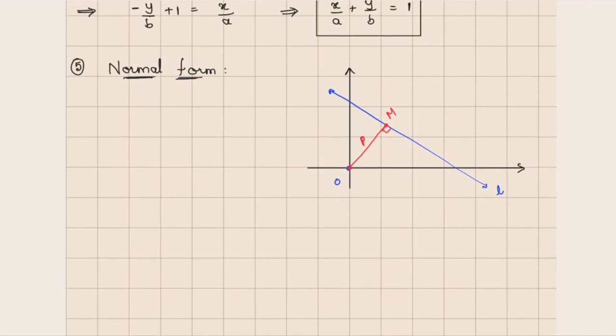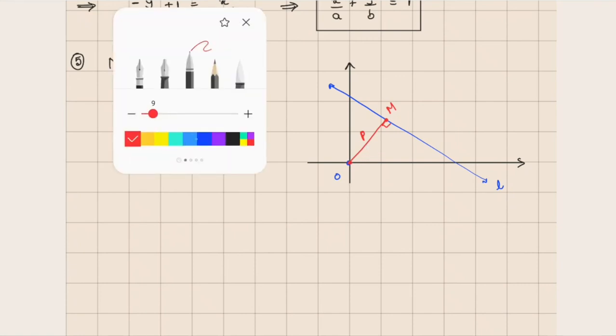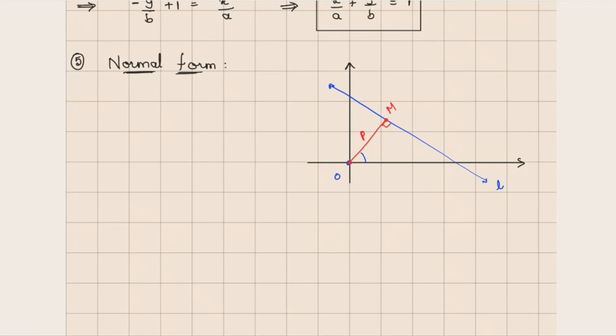And the second thing is the angle this perpendicular makes with the positive direction of the x-axis, which is nothing but this, or you can say the inclination of this perpendicular. Anyway, it defines the same. So we know this angle, let's say this is some theta. We know the length of the perpendicular and the inclination of the perpendicular. If you know these two, how do we find the equation of the line? Let's see how to find this.